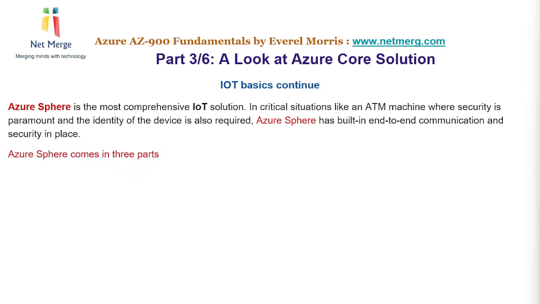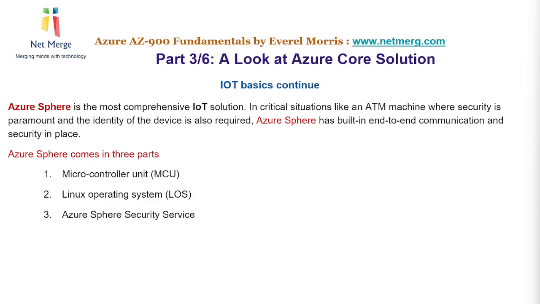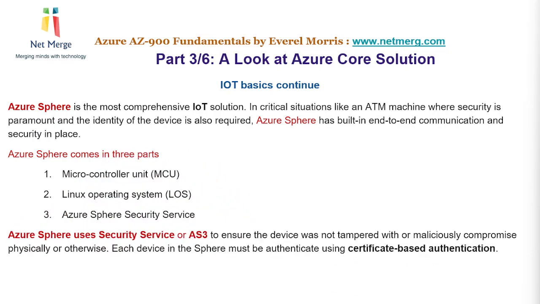So that's the Azure Sphere. It comes in three parts. First, you would have a board, which is a microcontroller unit board, which would be used for the identity that I spoke about. Then you would want a Linux operating system. That's a traditional operating system that you would find on electronic devices all over the globe. Then you would have the Azure Security Service, which is the third layer, which would help you with security, and we'll talk about the different types of security.